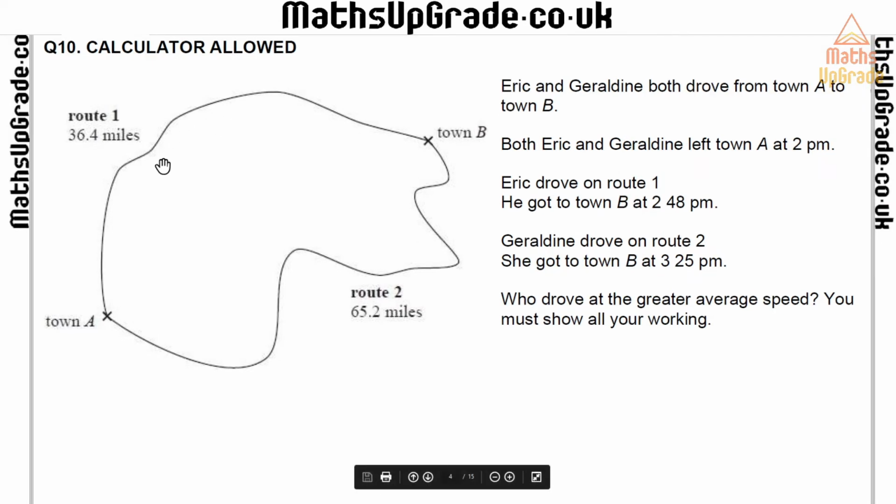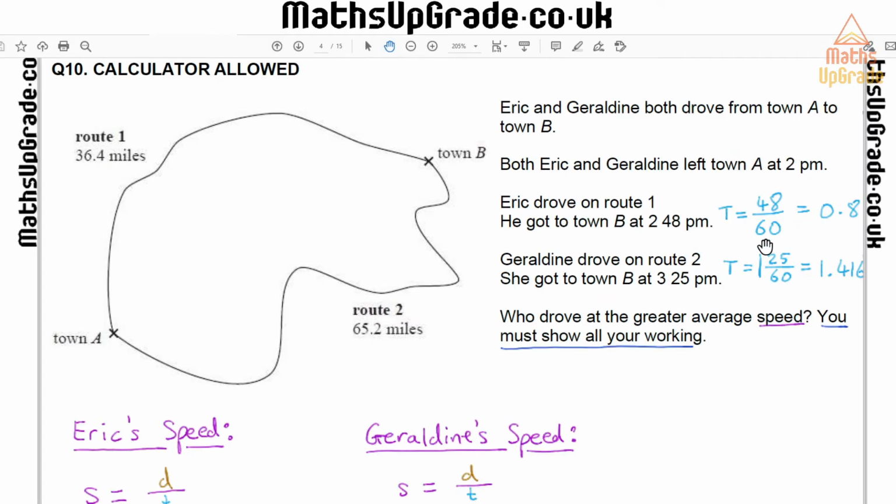So on this question, what I'm going to do is first of all find the difference in these times, and I'm going to convert them into hours. So the fact that they left at 2 p.m. and Eric got there at 2:48, he took 48 minutes. Well, 48 minutes is 48/60ths of an hour. So that's 0.8 hours with the calculator. Geraldine, well, she took 1 hour 25. 1 hour 25 is the same as 1 hour and 25/60ths of an hour, which with the calculator is 1.416 recurring.